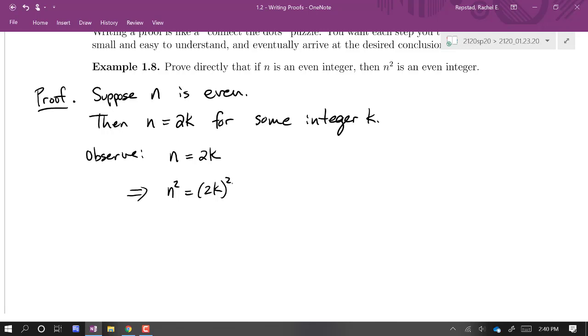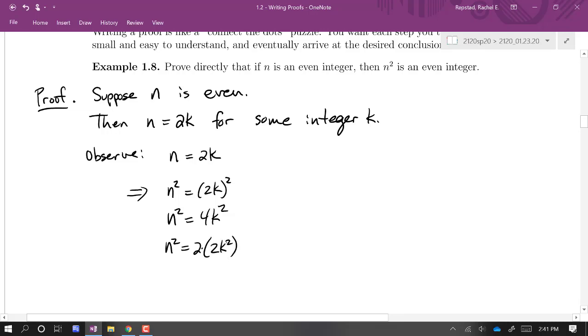What's 2k squared? 4k squared. Yeah, 4k squared, yep. So n squared is 4k squared. Now, I'm going to do something that's going to seem odd right now, no pun intended, but I'm going to just really drive this point home for the reader. And I'm going to say that means that n squared is 2 times 2k squared.